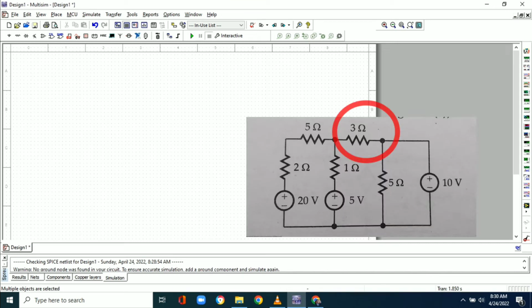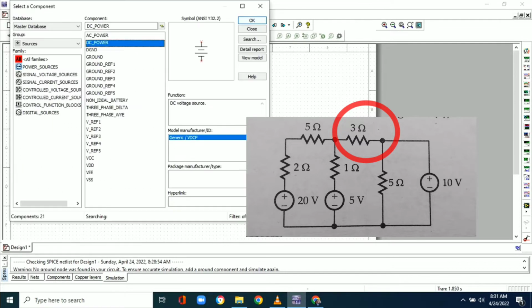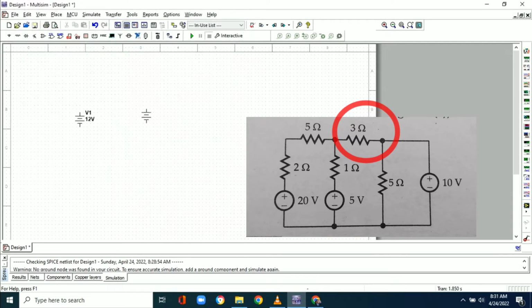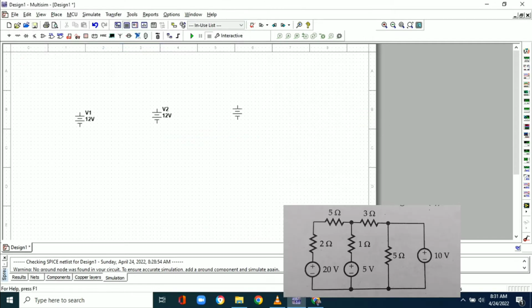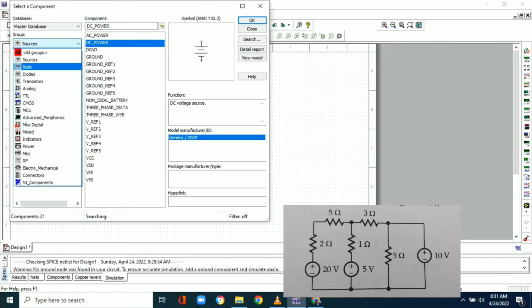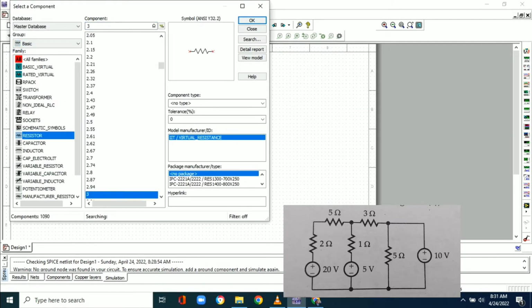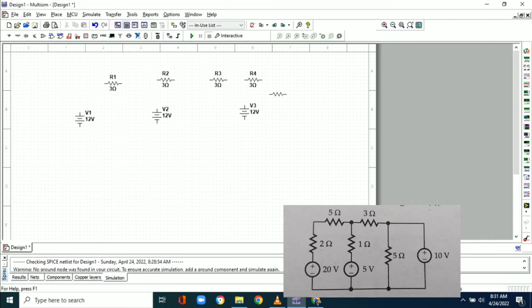In this video, we are going to see verification of Thevenin's theorem for this given circuit. We need to find the current through the 3 ohm resistor using Thevenin's theorem. For that, we need to draw the circuit diagram as given in the figure. So we need 3 voltage sources and 5 resistors. We will connect all the components as per the diagram.